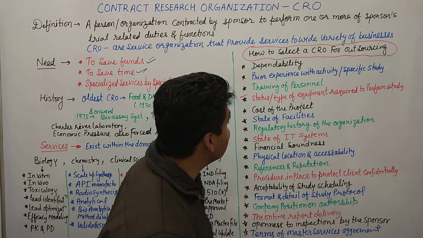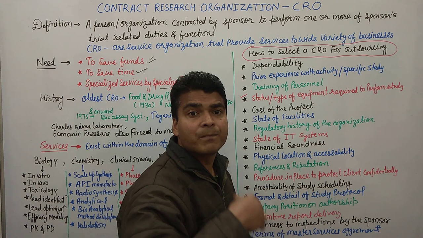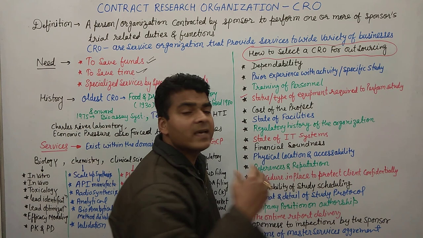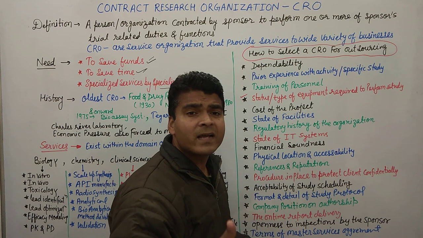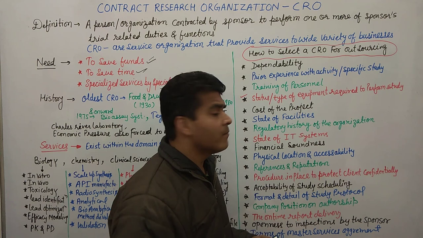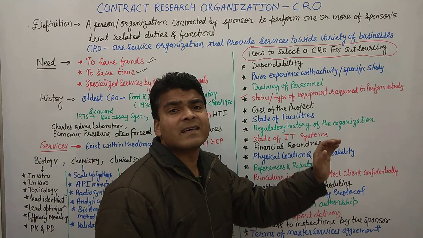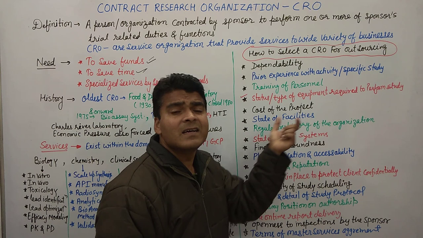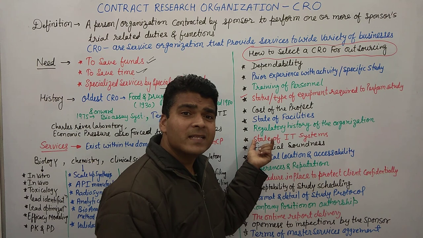Then state of the facilities, clear. If the company is running a CRO in a preclinical segment or in a bioanalytical segment, what is the state of their facilities, meaning the LC-MS or the bioanalytical instruments like HPLC, HPTLC. Whether these instruments are properly working, how old they are, how many newer instruments they have. Okay, then regulatory history of the organization. The sponsor should check the regulatory history of the organization, meaning whether the particular CRO has failed to perform regulatory activity or not, or whether the organization has been blacklisted.